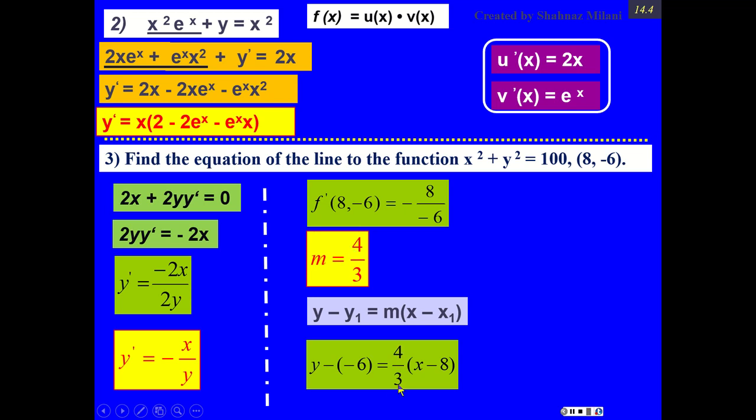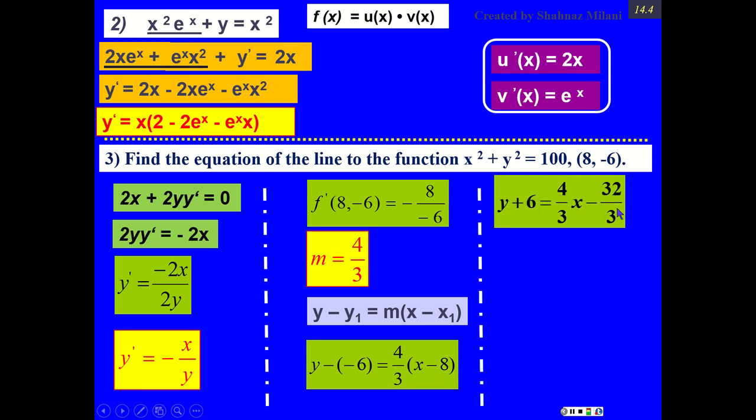Now, I have to simplify it. First, this minus times this minus becomes positive. Distribute the 4 over 3 inside the parentheses. From here, move this 6 to the other side, and it becomes minus 6. And now, minus 6, it doesn't matter. You can plug these two on the calculator and get the final answer.